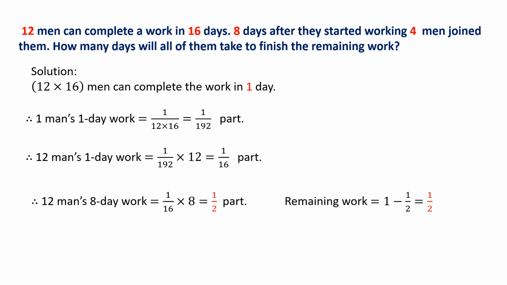So 16 men's 1 day work is actually 16 over 192, as we have 1 man's 1 day work equal to 1 divided by 192, but we now have 16 men, so we need to determine 16 men's 1 day work, and that is why I multiplied 1 divided by 192 by 16 to get 1 divided by 12 part. So 1 divided by 12 part can be done by 16 men in 1 day, and we need to determine 1 divided by 2 part.